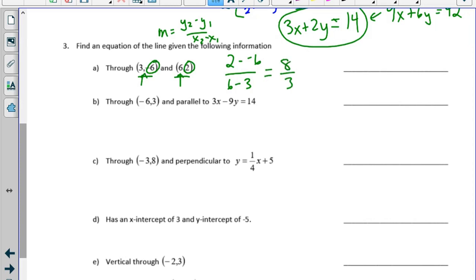That's my slope. And then I'll pick my favorite point. In this problem, it'll be 6, 2, just because I feel like it. So y minus 2 equals 8 thirds x minus 6.